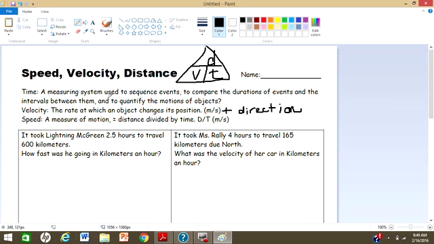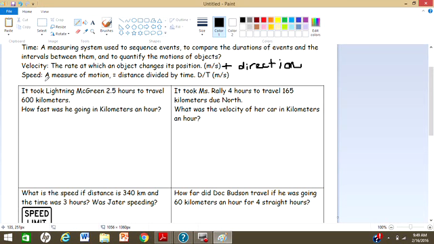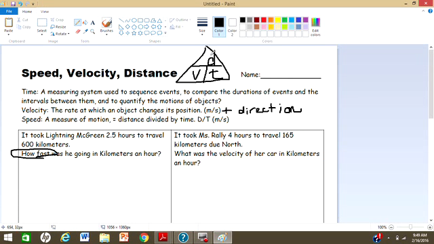Okay, so let's look at the first problem. It says, it took Lightning McQueen 2.5 hours to travel 600 kilometers. How fast was he going in kilometers per hour? So we see that we're looking for how fast. So how fast is speed, right? So we're using our V equals D over T.